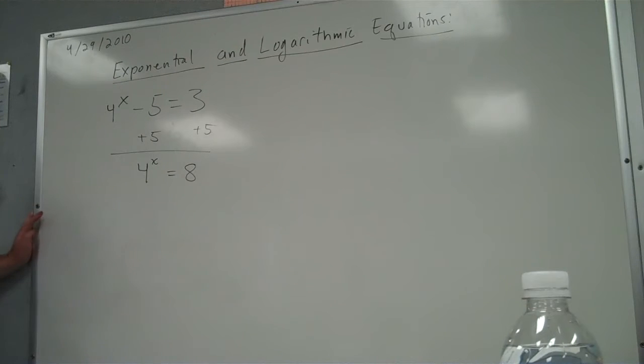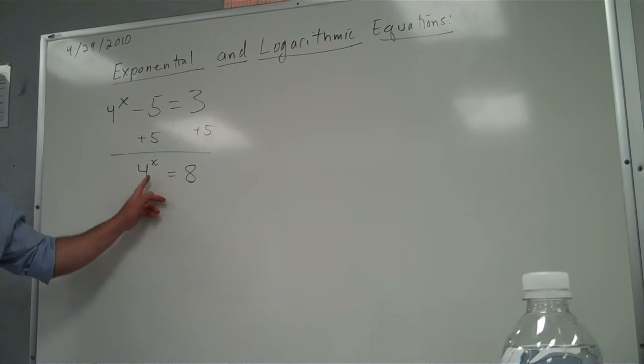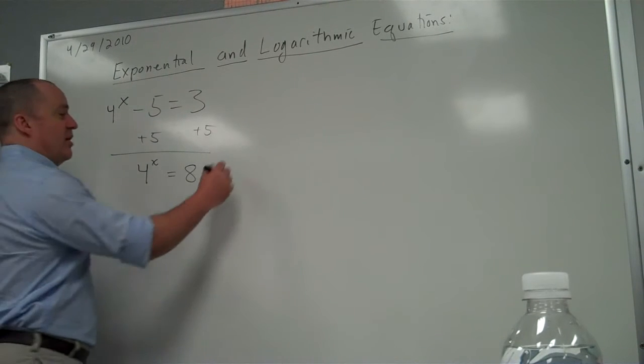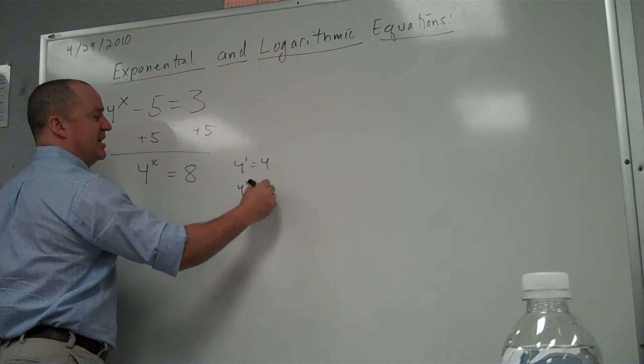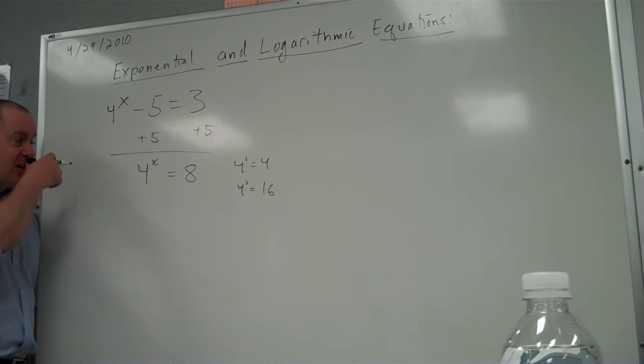Be very careful here. There are some of you who, when you're in a hurry, will go, oh, x equals 2. Is that correct? No, because 4 to the second power is 16. I do know, however, that 4 to the first is 4, and 4 squared is 16, so I'm looking for a number between 1 and 2. From here, I can rearrange my logarithm, or I can take the log of both sides. Who has a preference?